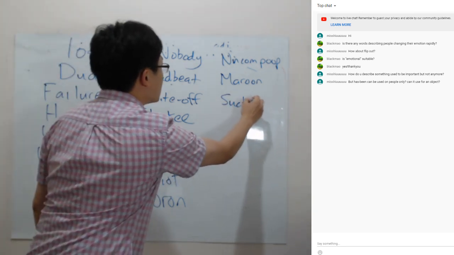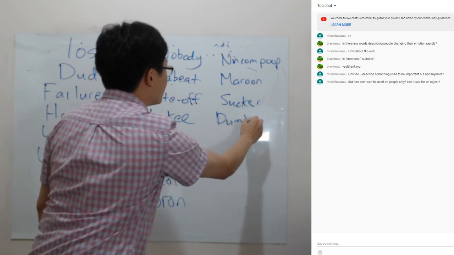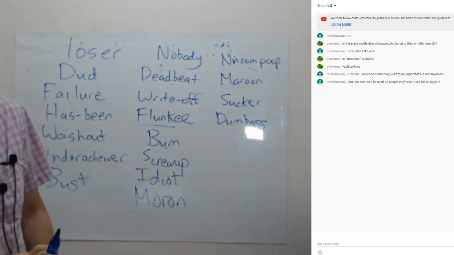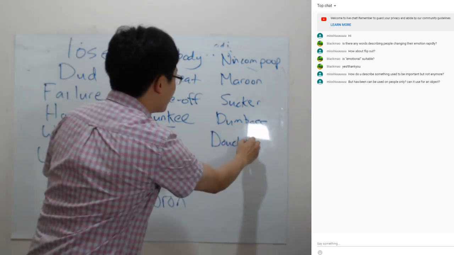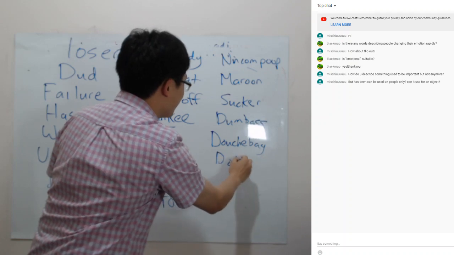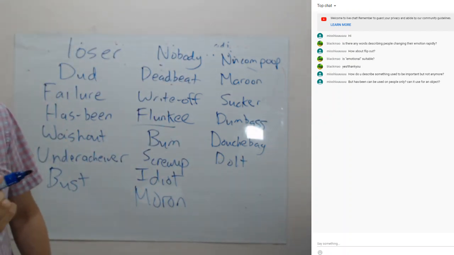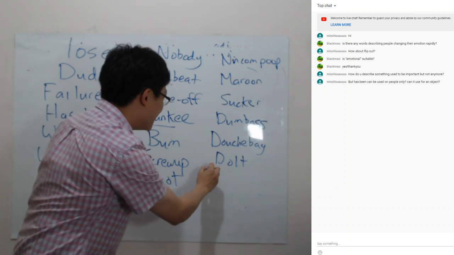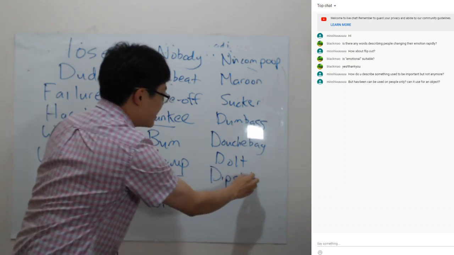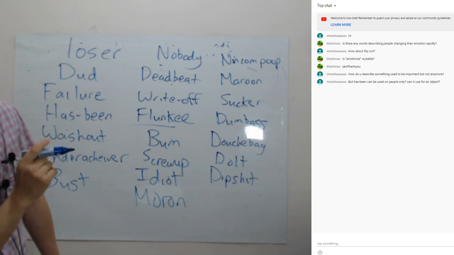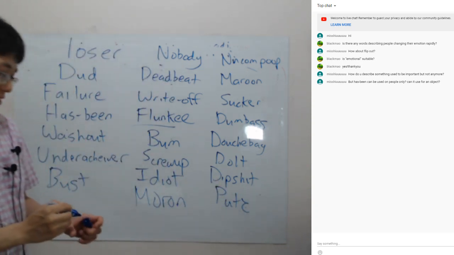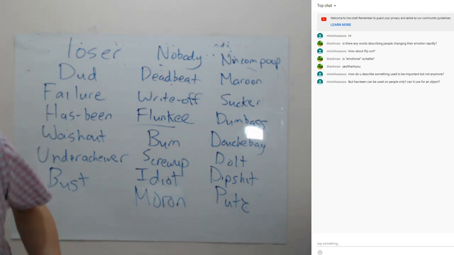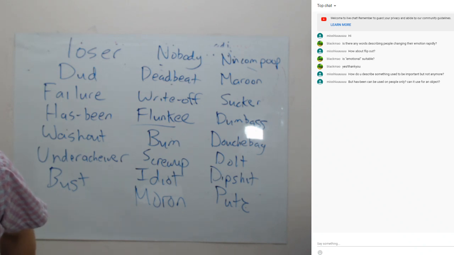Sucker. Dumbass. There's so many words. Douchebag. Dolt. Dipshit. Let's do one more. Putz. Okay, so I will read all these insults to you just for fun, so you can hear the pronunciation.